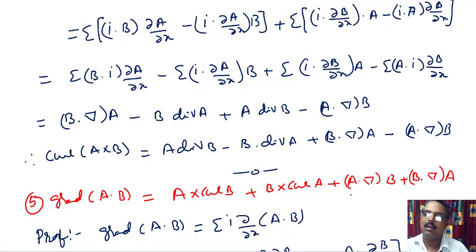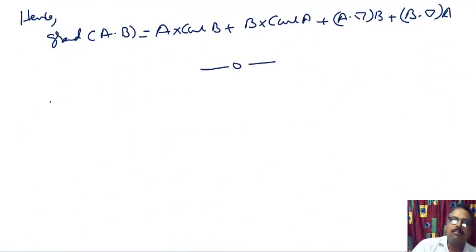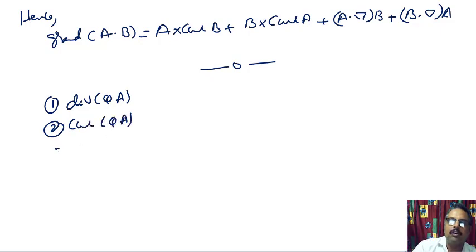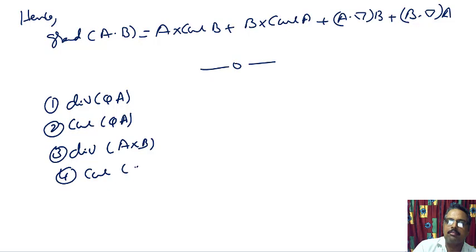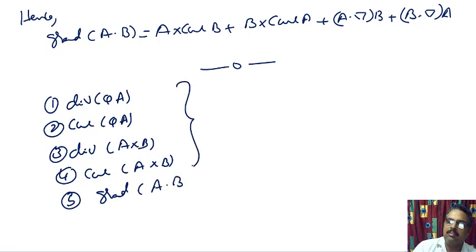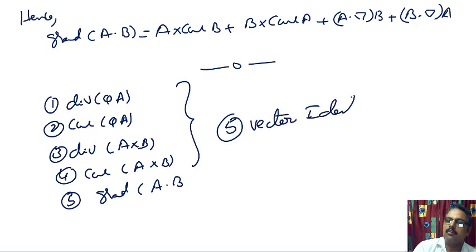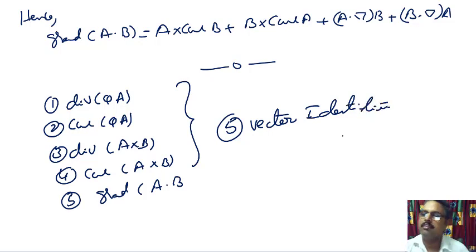What are the 5 important identities? First one is the divergence of phi A. Second one is the curl of phi A. Third one is the divergence of A cross B. Fourth one is the curl of A cross B. And the fifth one is the gradient of A dot B. So we discussed all these 5 vector identities. All these identities are most important.